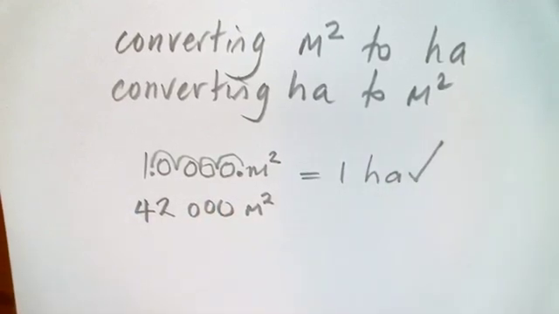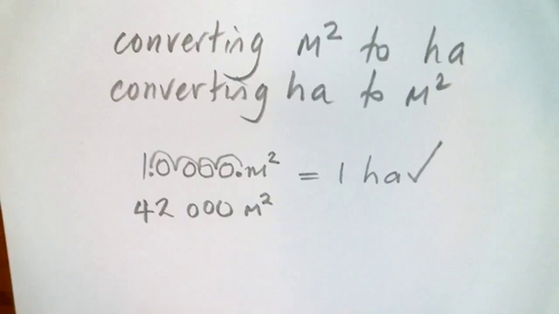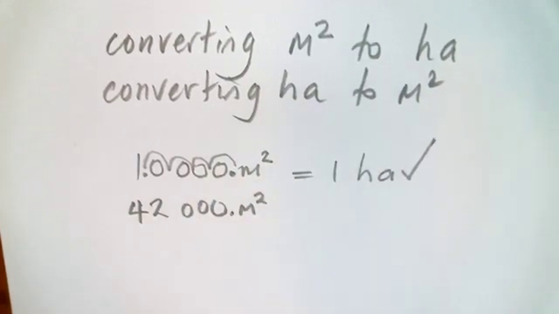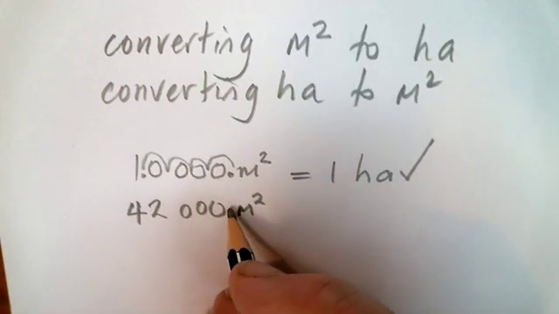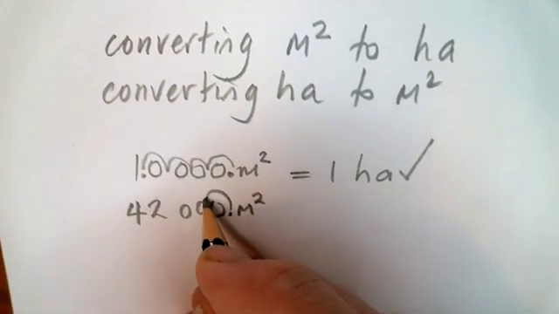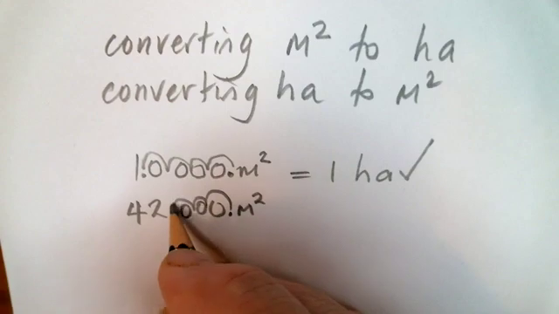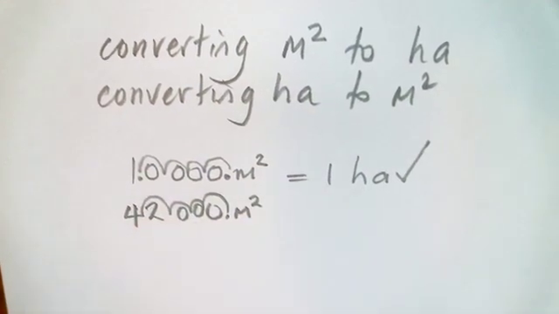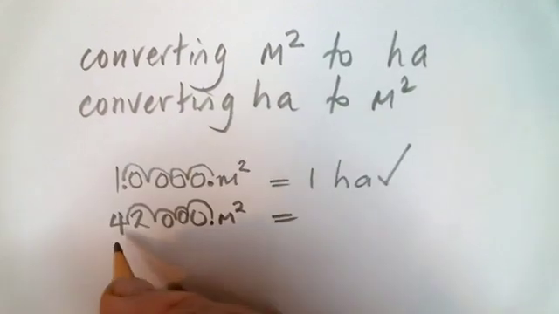So here we go, let's do the same thing again. This is 42,000 square meters. We're going to take the decimal place. There it is. And we're going to move it 4 spaces to the left. I'll say the right. 1, 2, 3, 4. Remember, the spaces are in between the numbers, yes? And the answer is going to equal 4.2.